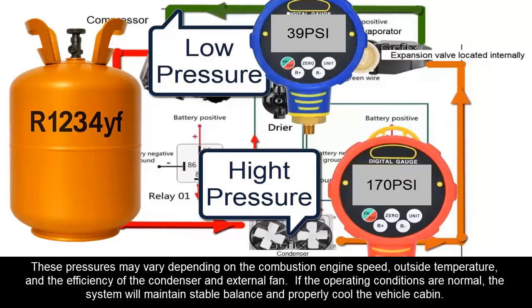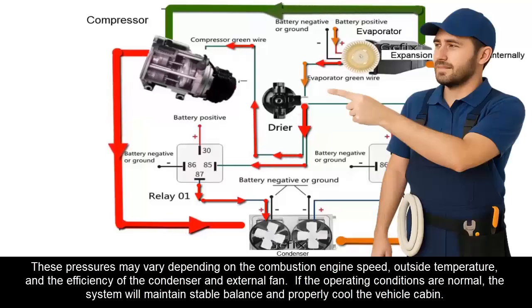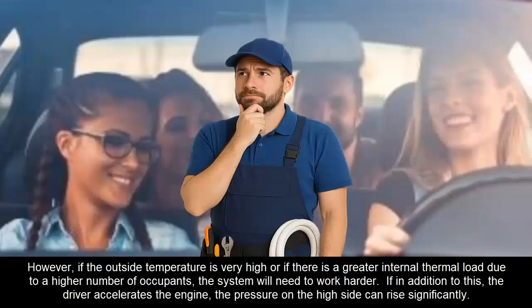These pressures may vary depending on the combustion engine speed, outside temperature, and the efficiency of the condenser and external fan. If the operating conditions are normal, the system will maintain stable balance and properly cool the vehicle cabin. However, if the outside temperature is very high, or if there is a greater internal thermal load due to a higher number of occupants, the system will need to work harder. If in addition to this, the driver accelerates the engine, the pressure on the high side can rise significantly.